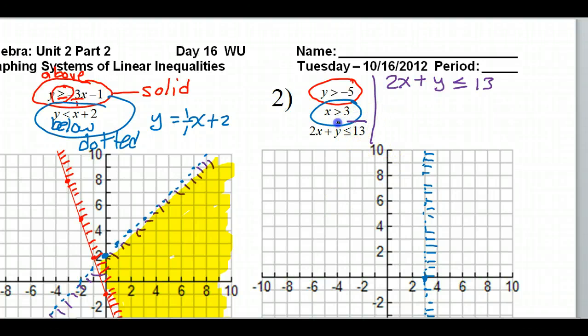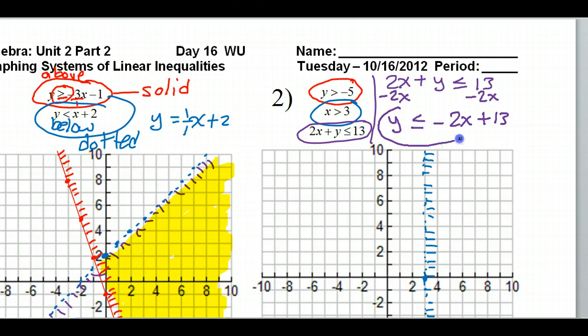Okay, so we have one more equation that we have to do. And that equation is 2x plus y is less than or equal to 13. This equation is not in slope-intercept form, so we have to rearrange it before we graph it. I hear Abdullah saying that we need to subtract 2x from both sides. That's true. So that's going to give us y is less than or equal to 13 minus 2x. I'm going to go ahead and write it as negative 2x plus 13, just so it's in slope-intercept form.